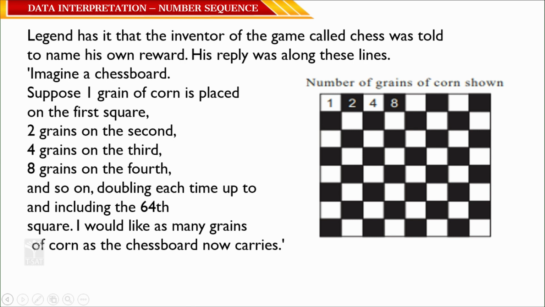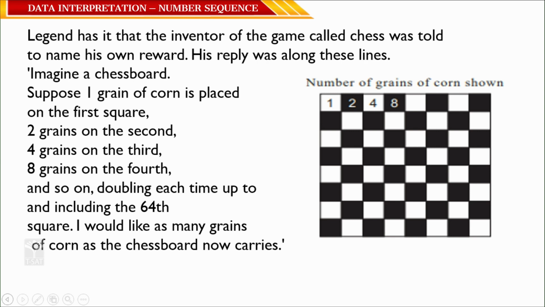The legend has it that the inventor of the game of chess was told to name his own reward. His reply was along these lines: imagine a chessboard. Suppose 1 grain of corn is placed on the first square, 2 grains on the second, 4 grains on the third, 8 grains on the fourth, and so on, doubling each time up to and including the 64th square. I would like as many grains of corn as the chessboard then carries.